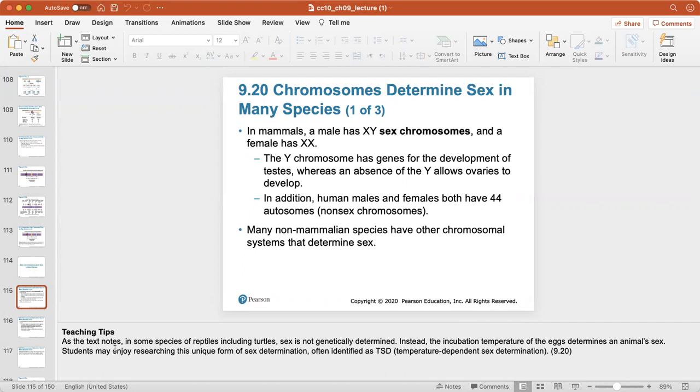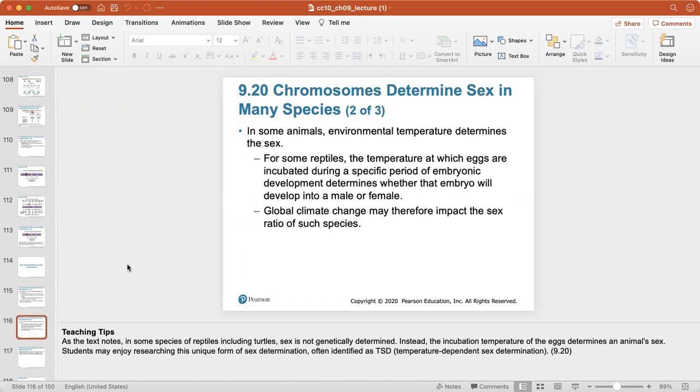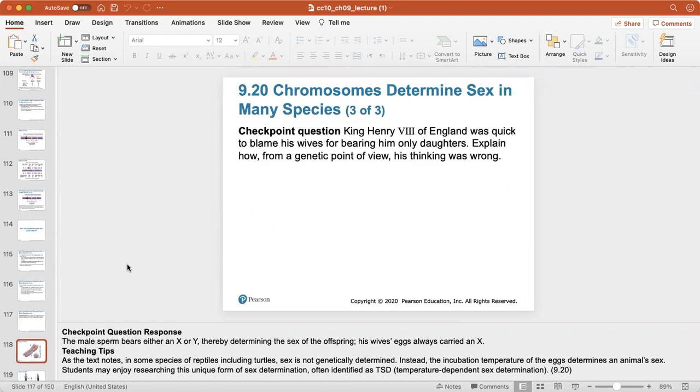And many non-mammalian species have other chromosomal systems that will determine the sex. In some animals, environmental temperature determines the sex. So for example, for some reptiles, the temperature at which eggs are incubated during a specific period of embryonic development determines whether that embryo will develop into a male or female. And global climate change may therefore impact the sex ratio of such species.